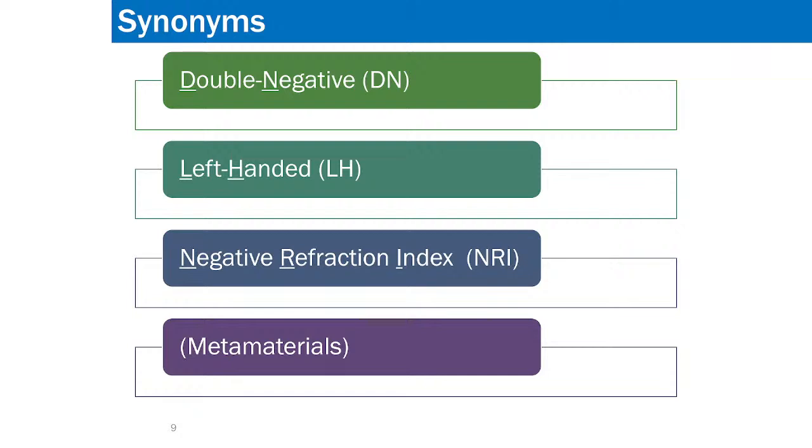Finally, these are also called metamaterials. Metamaterial means the materials which do not occur in nature. These are engineered materials, so they are also called engineered materials. Because these are engineered materials, they are called metamaterials. They do not exist in nature.